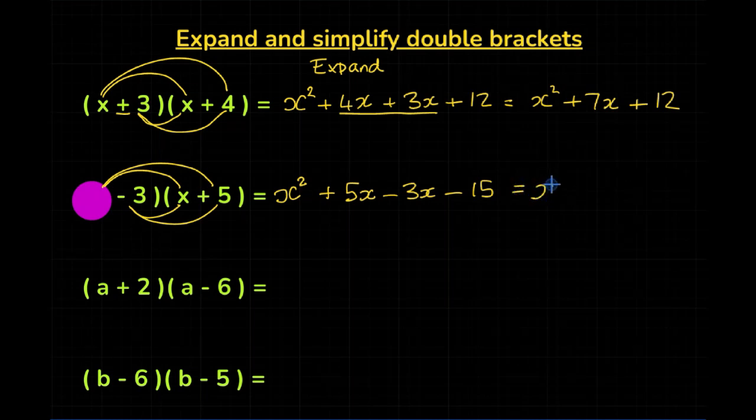So we're left then with x squared. Now here's the tricky part. 5x minus 3x is plus 2x. And then we've still got the minus 15.